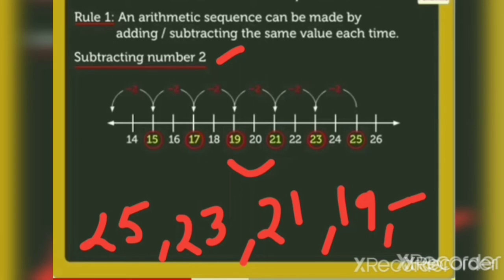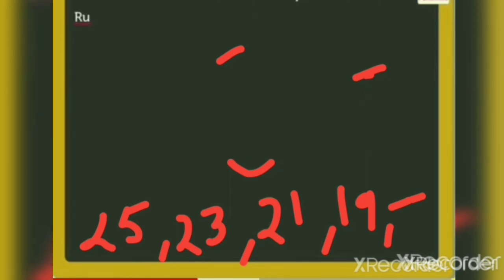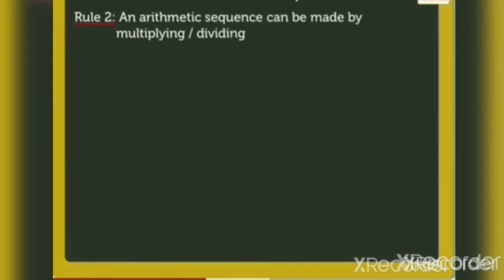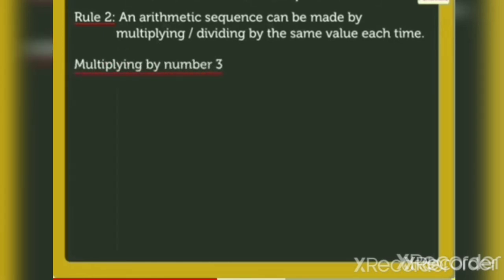So by subtracting the same value, that is 2, from the number, we can get a common number pattern. So by subtracting, we can find a common number pattern. Now the second rule says that an arithmetic sequence can be made by multiplying or dividing by the same value each time. We can find a common pattern by multiplying or by dividing.